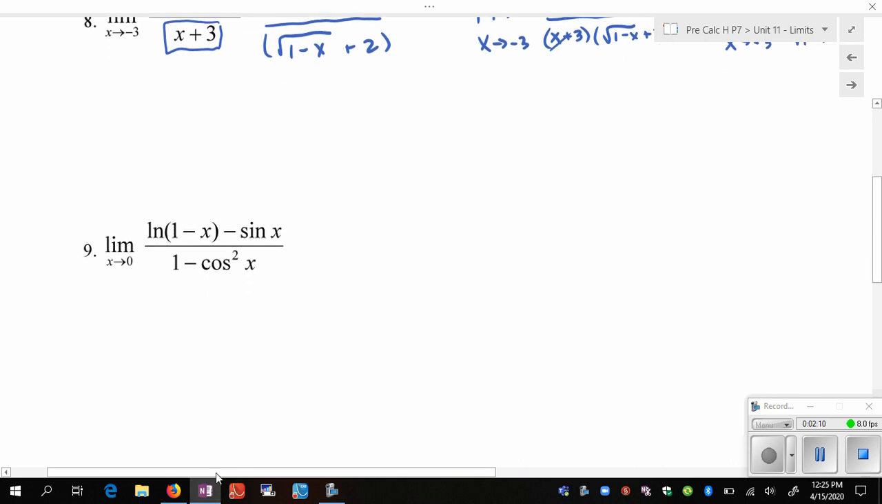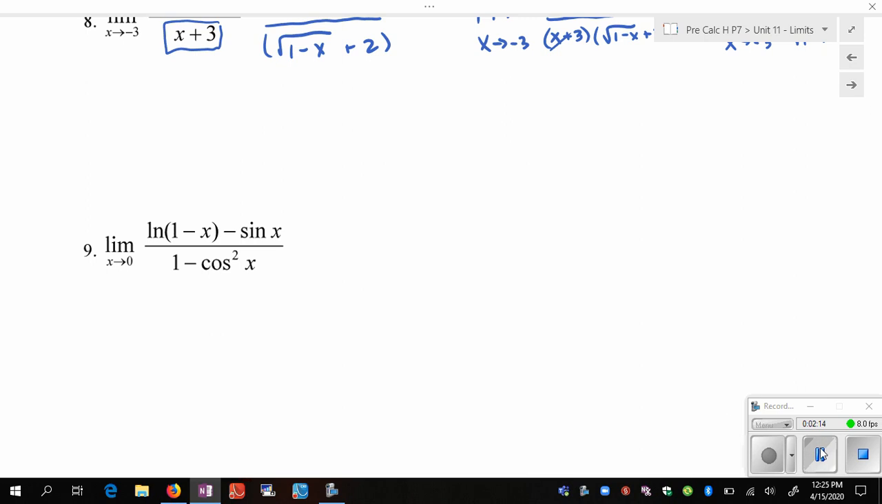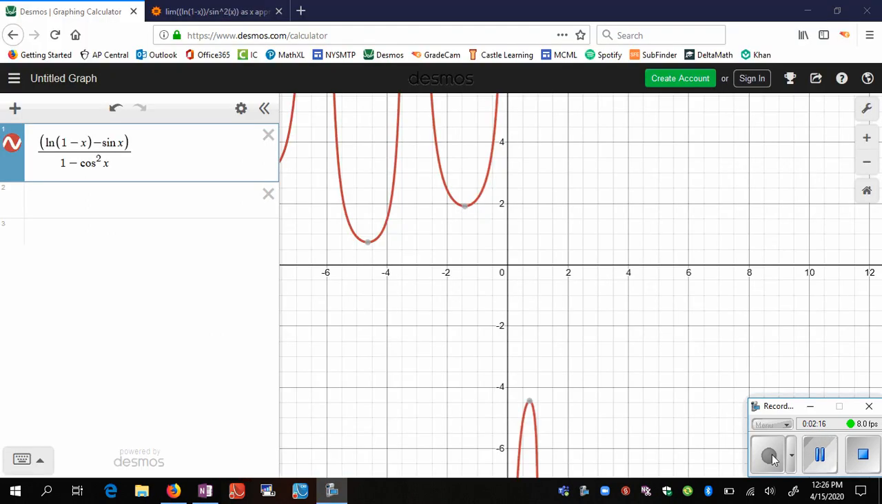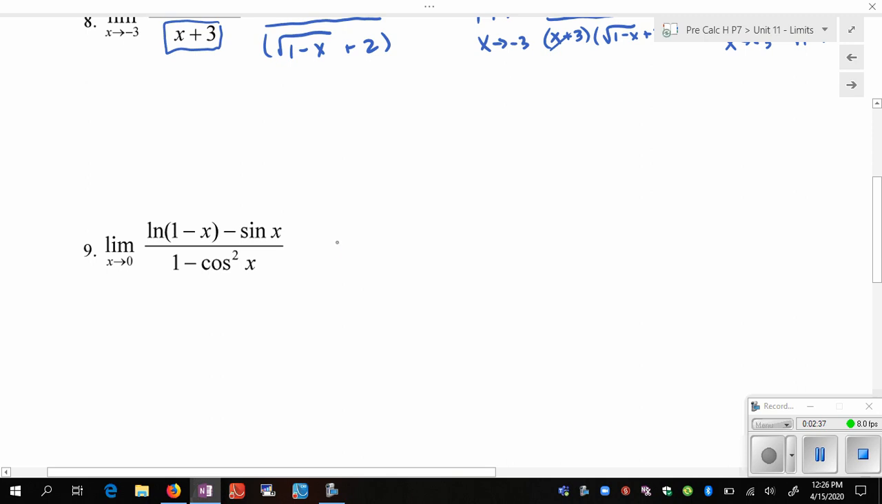So I'm going to go ahead and graph the natural log of 1 minus x minus sine x over 1 minus cosine squared. And you can see, let me zoom out, that it appears that at x equals 0, there is a vertical asymptote. And because of that, then we can actually say that the answer to this one does not exist. Goes to infinity and negative infinity without bound.